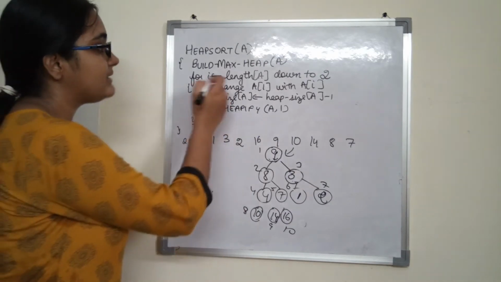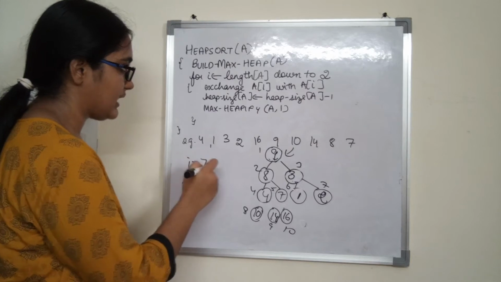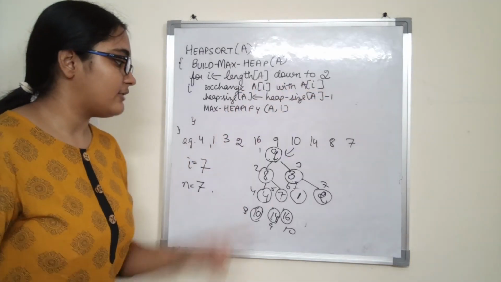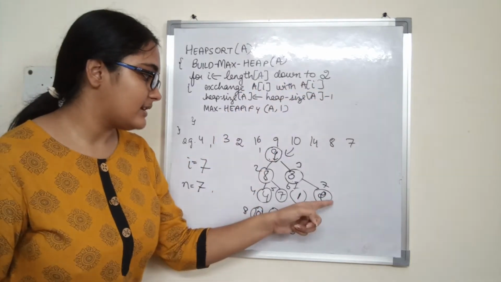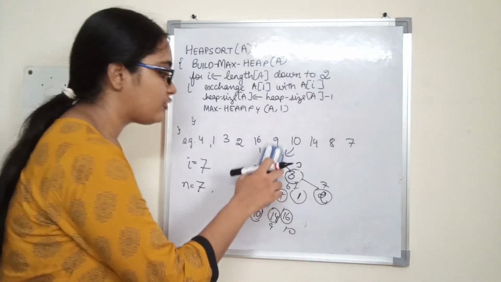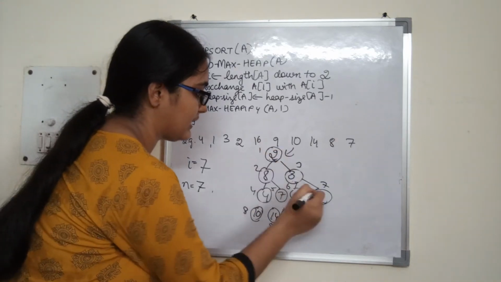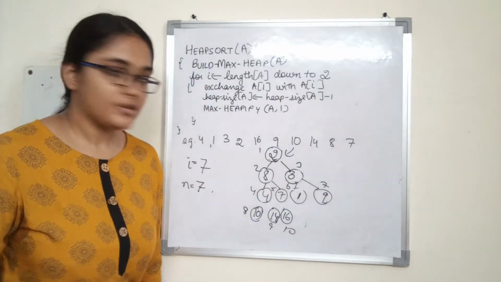Now I is again decrementing, alright. Now I will become 7. Exchange A of 1 with A of I. What is A of 1? 9. A of I is A of 7, that is 2. 9 and 2 have to be exchanged, alright. So 9 and 2 will be exchanged. 2 will come here, 9 will go there, alright.